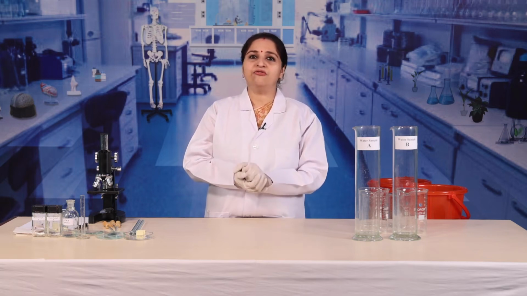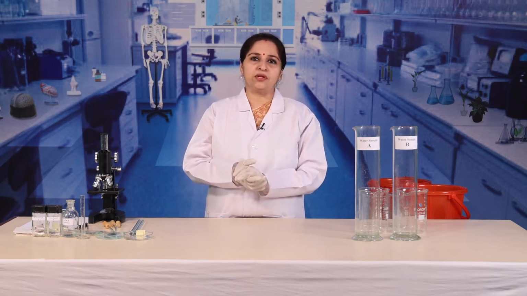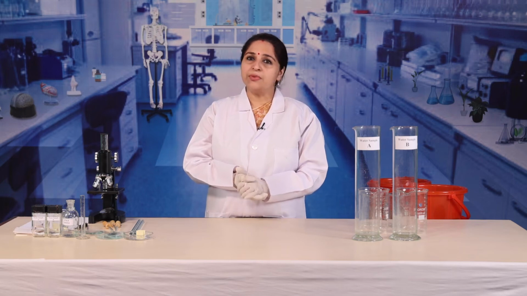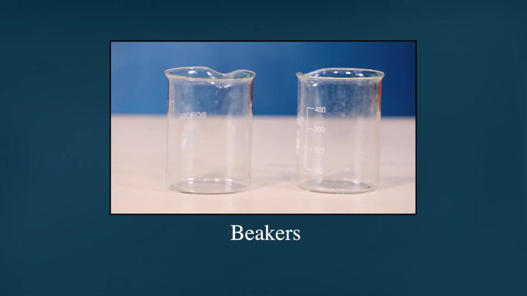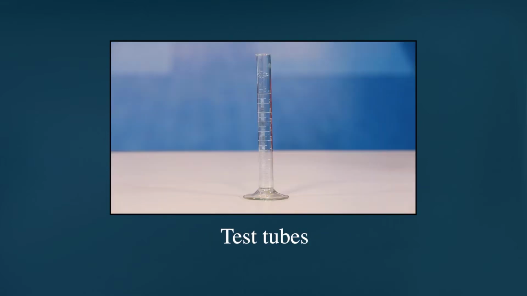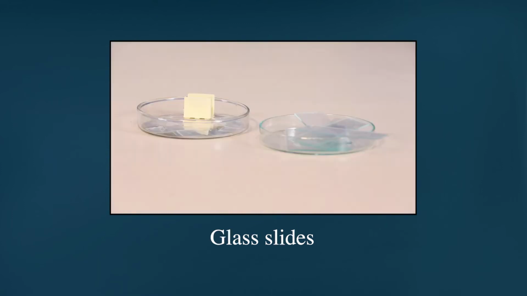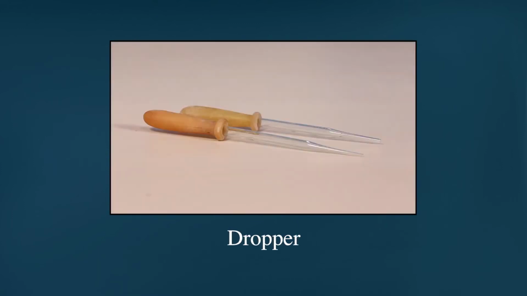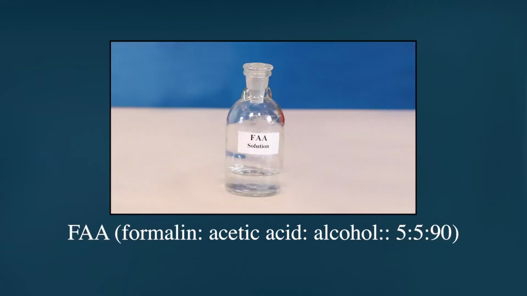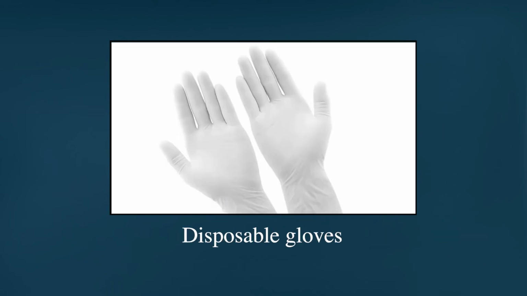Let us try to look for living organisms in different water samples to understand their productivity status. The materials required for this session are water samples from different water bodies nearby you, beakers, measuring cylinders, few vials, test tubes, glass slides, cover glass, dropper, compound microscope, FAA, a mixture of formalin, acetic acid and ethanol in 5:5:90 ratio, and disposable gloves.